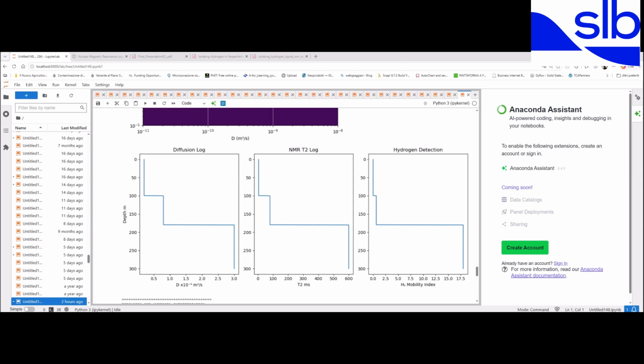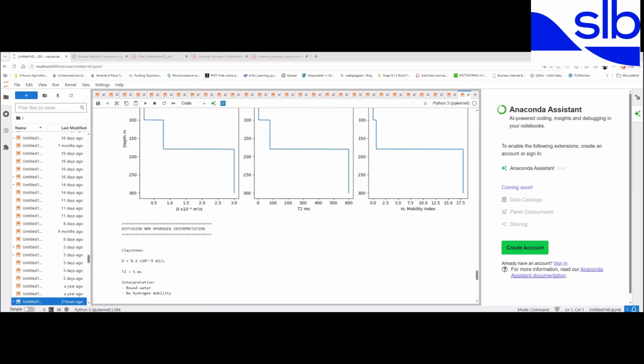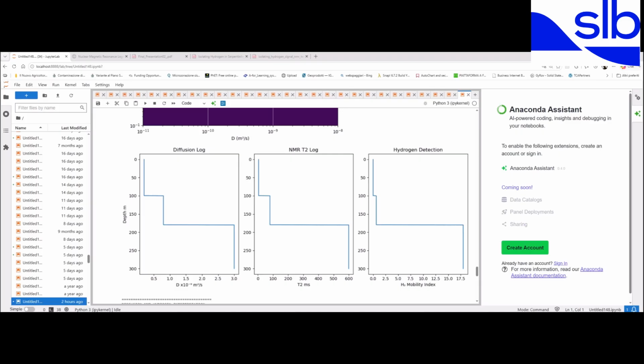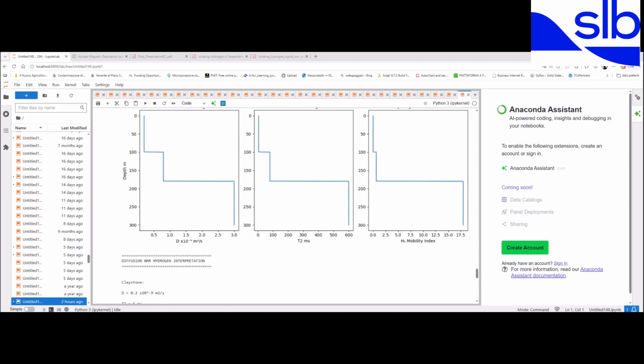The diffusion log shows this behavior and drastically increases under this 118 meters depth that represents the reservoir, and the NMR log. With both tools, the NMR log T2 relaxation is the same. So the hydrogen detection is clear: the major part of hydrogen is concentrated in this 30 or 40 meters of depth, starting from 118, and you have some free part in the brucite seal.